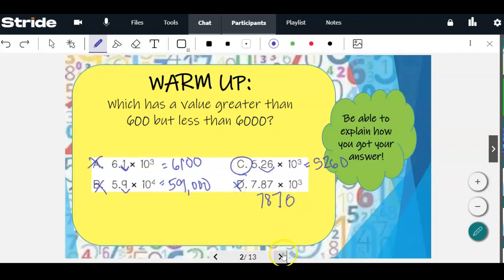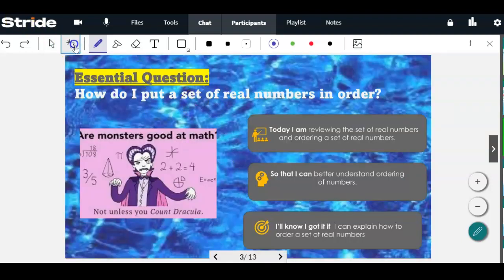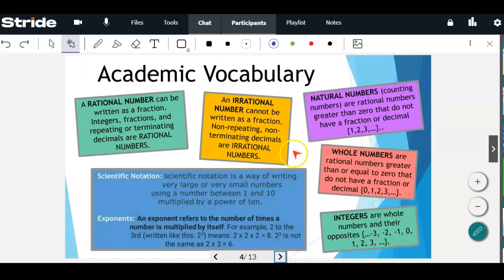All right, so let's go ahead and see what we're going to talk about today. Today I'm reviewing the set of real numbers and ordering set of real numbers so that I can better understand ordering of numbers. I'll know I got it if I can explain how to order a set of real numbers. All right, so moving on. So this is a review. So to start off with, here's the academic vocabulary for real numbers. And also know that you have the Classkick Unit 1 notebook that has all of the information with notes and things like that. So please refer to that for practice and links to the review.